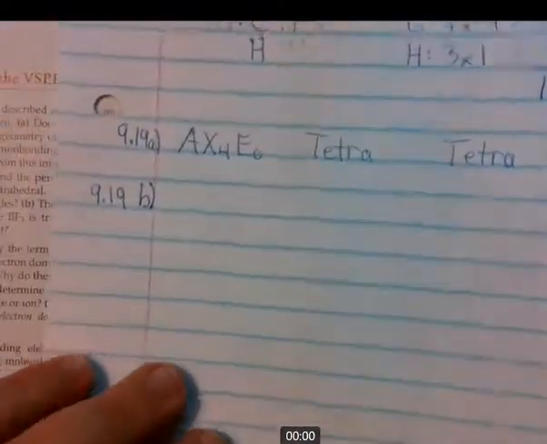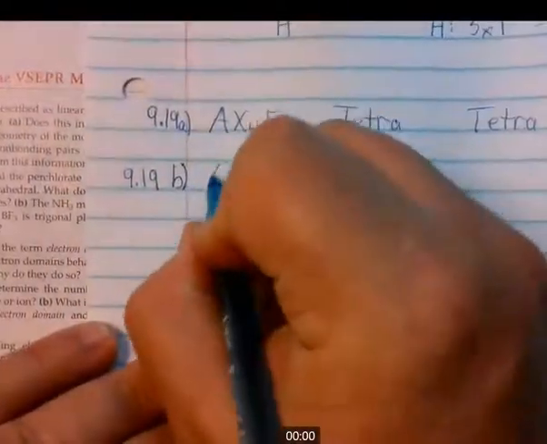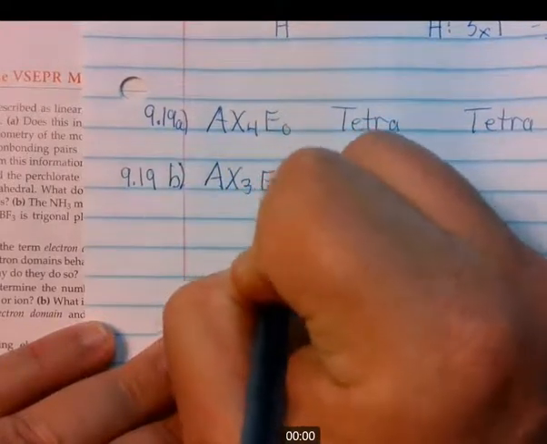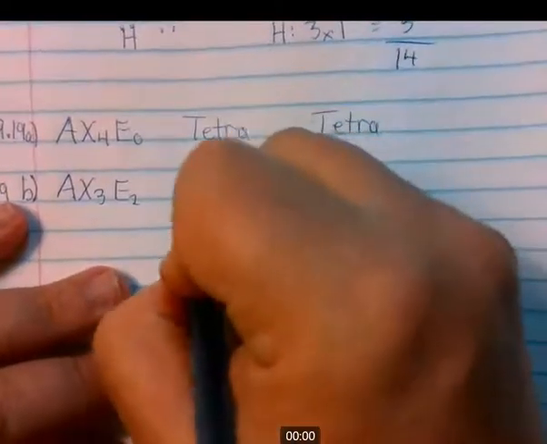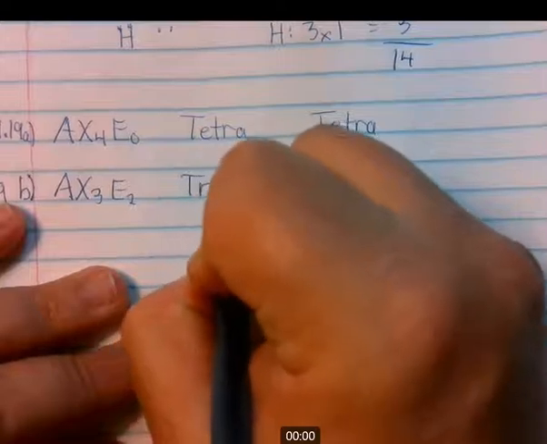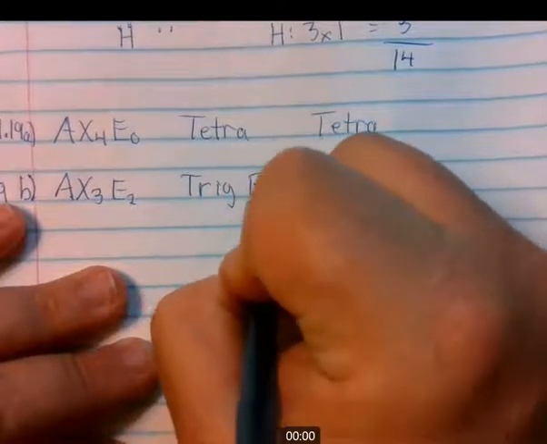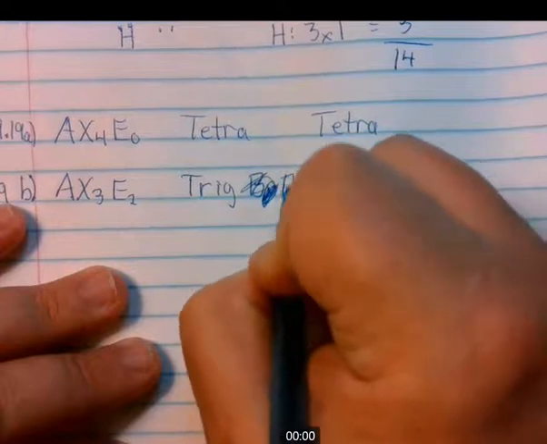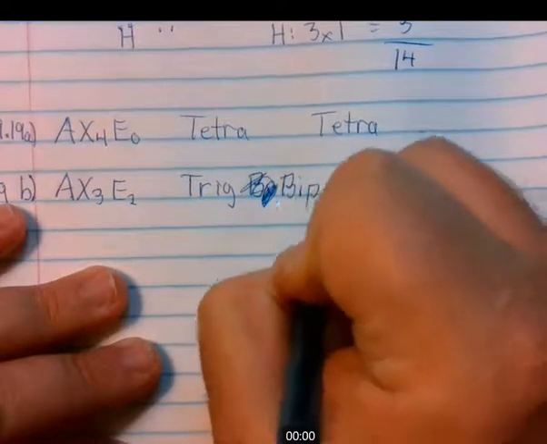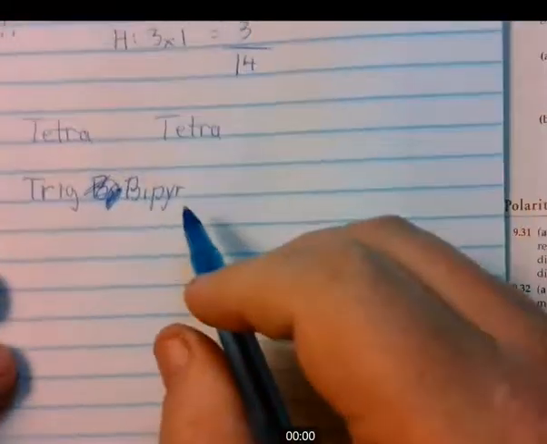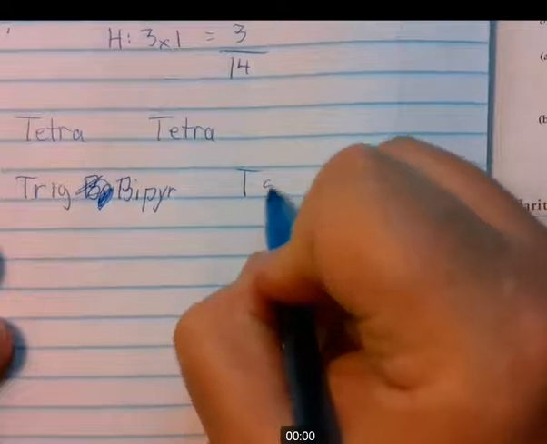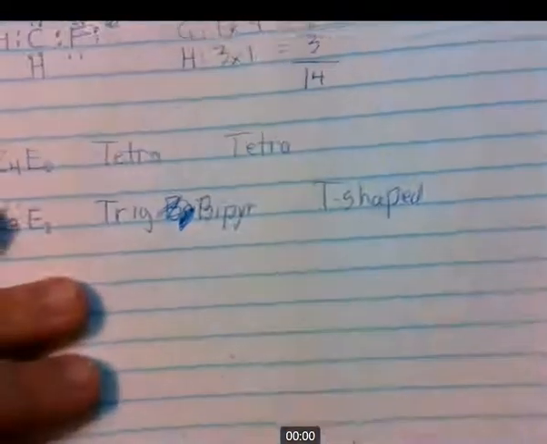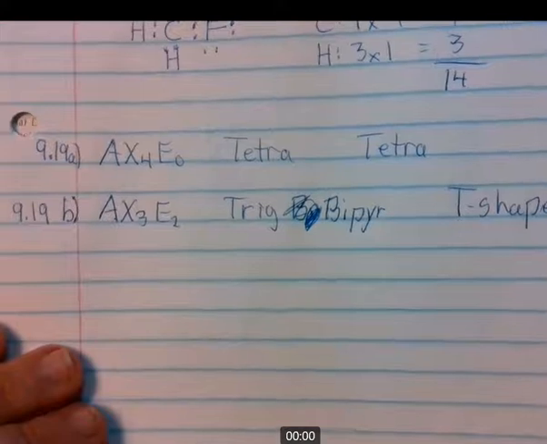So go ahead and write the AX notation for that again. Trigonal bipyramidal and T-shape. Okay, so there's the answer for that.